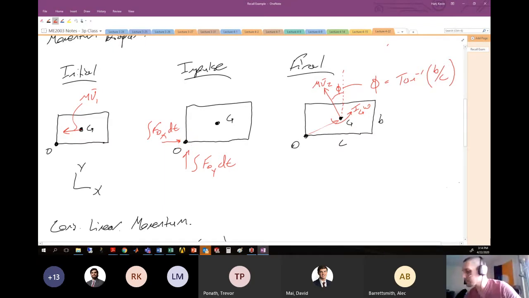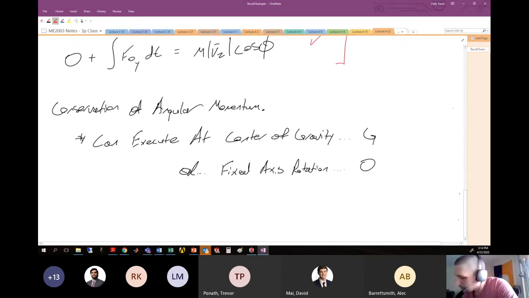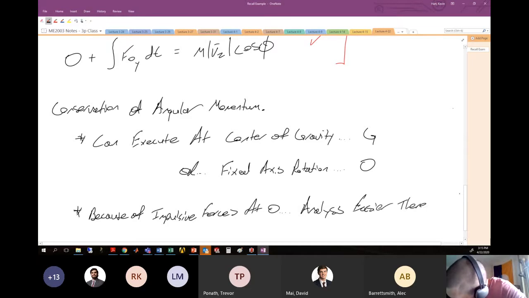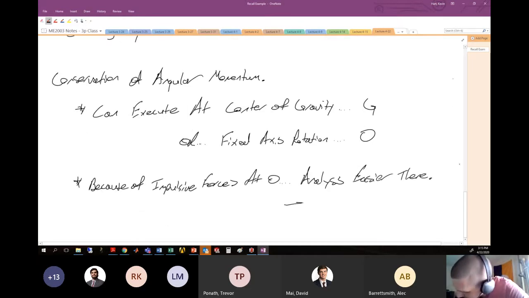All right. So I'll say, because of impulsive forces at O, analysis is easier at O. All right. And that's because no impulsive moments.